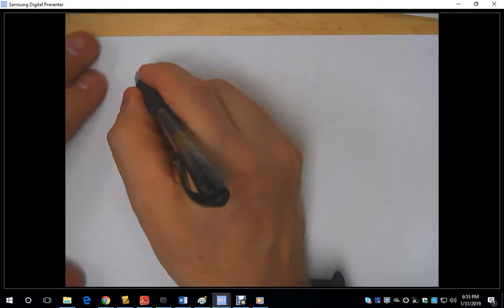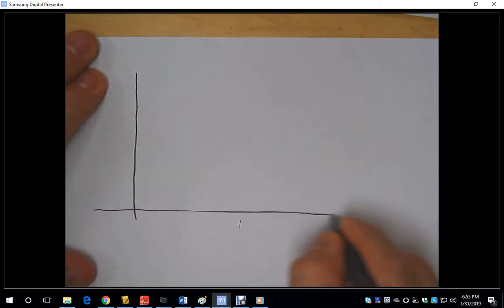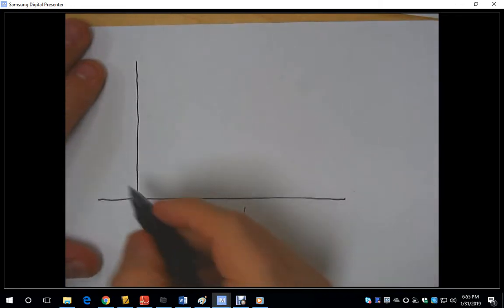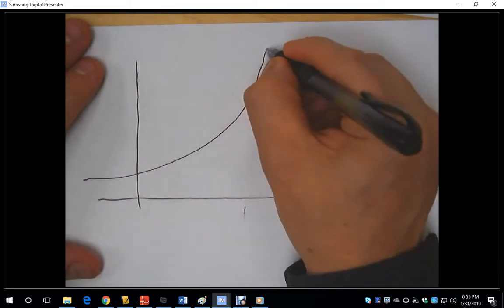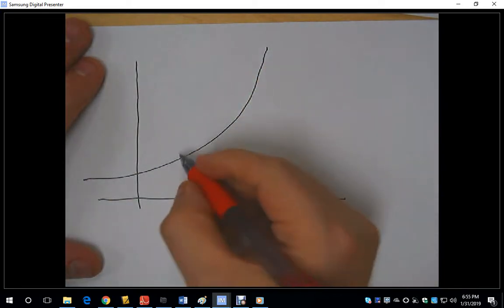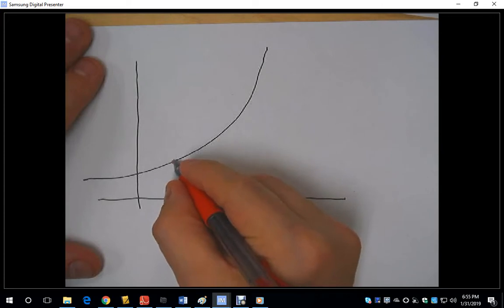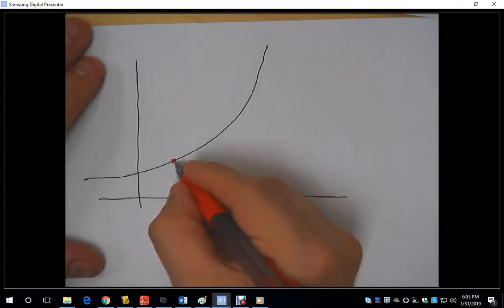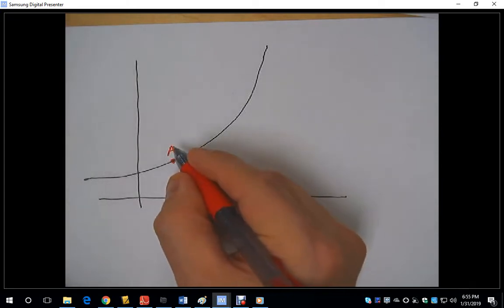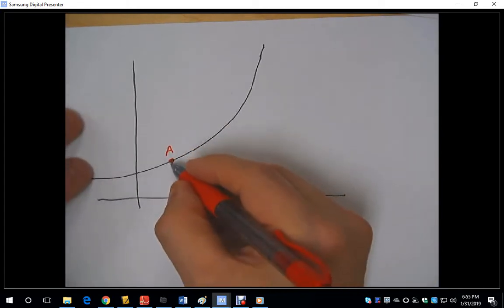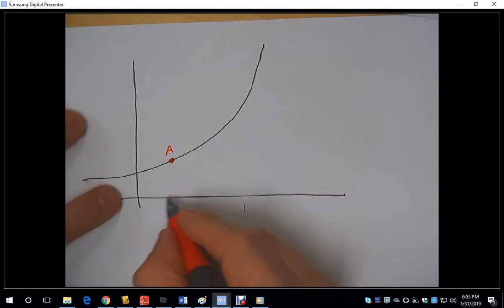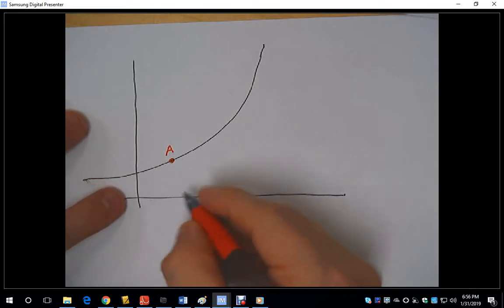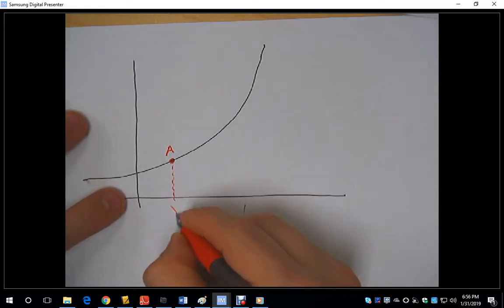So I have my Cartesian grid, and I have some curve on the Cartesian grid, like maybe this. And on the curve, I have some point that I want to find the instantaneous rate of change of. So we'll call this point A. And at A, this is some x value over, we'll call that x value just x.